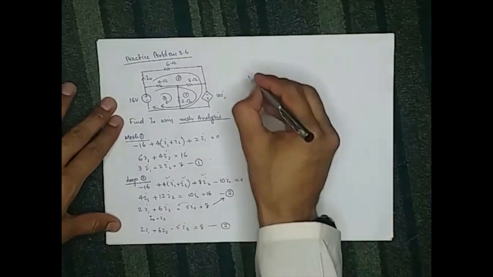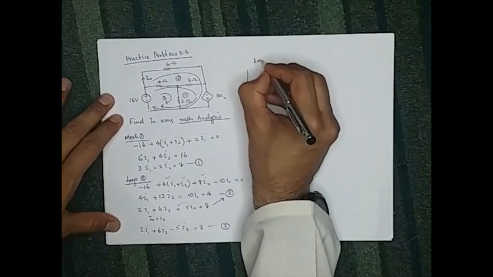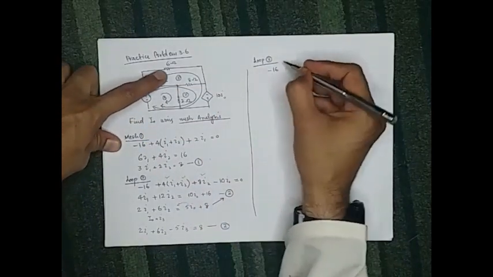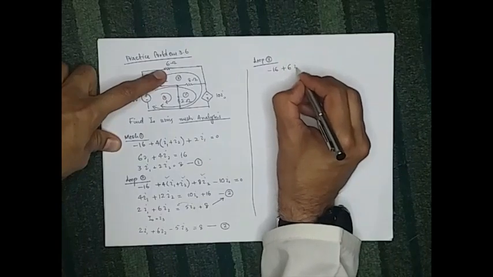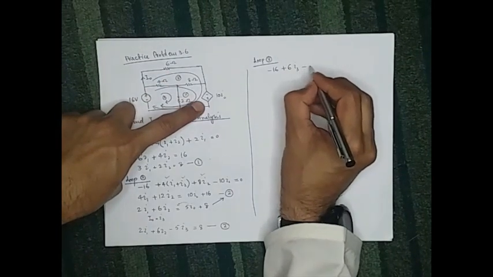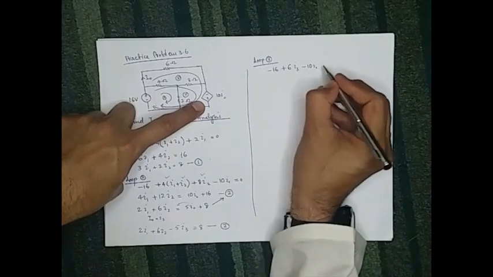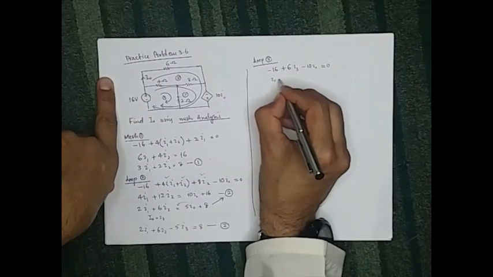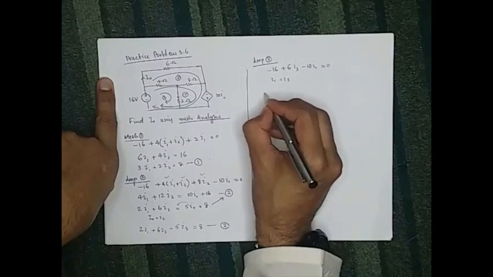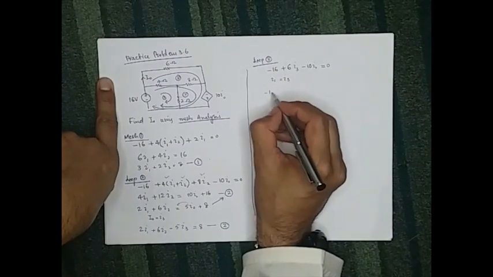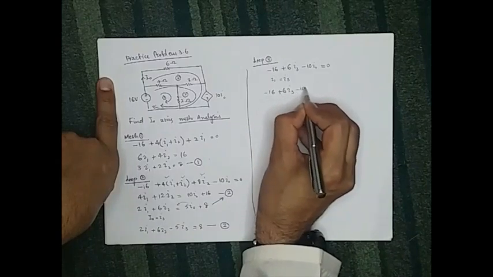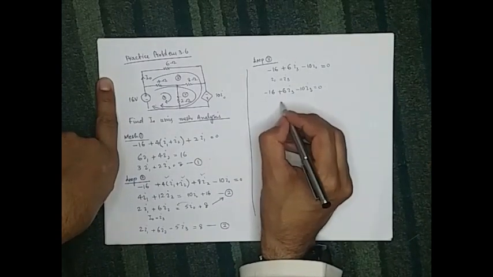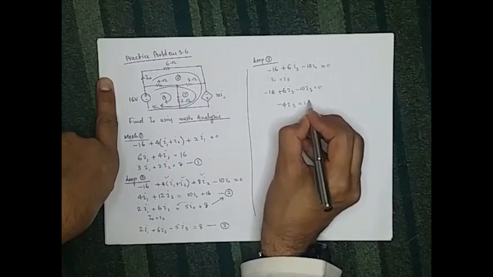Now let's make equation for loop 3. So let's start from -16, then plus 6I3, then minus 10I0 is equal to 0, and we know that I0 is equal to I3. So -16 + 6I3 minus 10I3 is equal to 0. So then we have minus 4I3 is equal to 16.